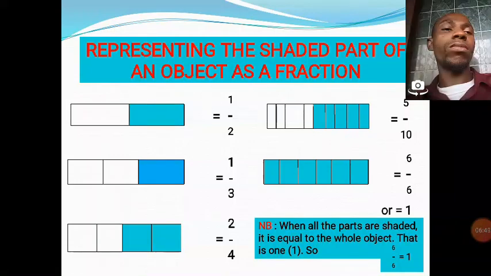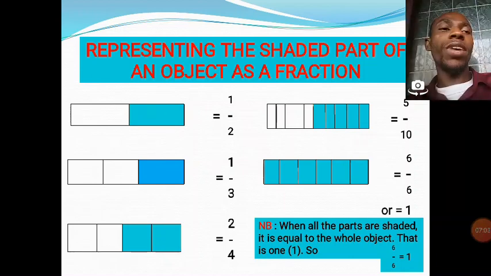Example number 4, we have the object divided into 10 equal parts. Out of the 10 parts, 5 are shaded, and so we write and read it as 5 on 10 or 5 out of 10. You can also say 5 over 10, which means 5 parts out of the 10 equal parts are shaded or taken out.